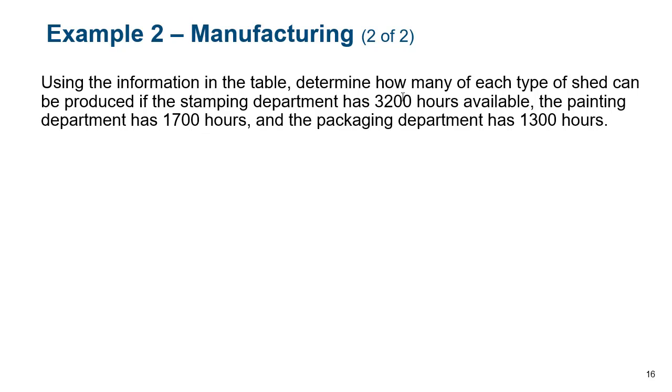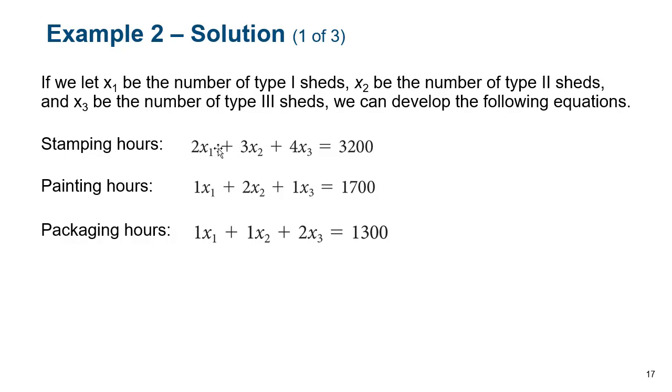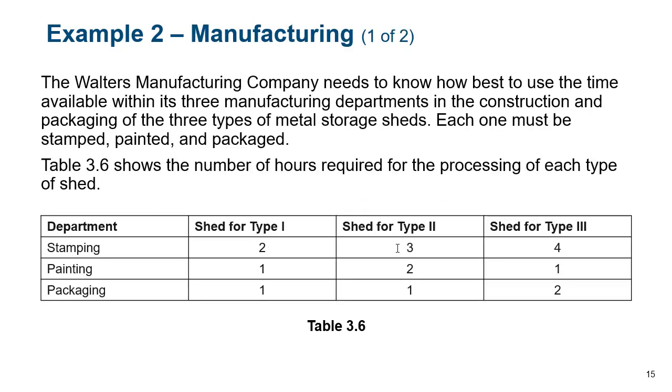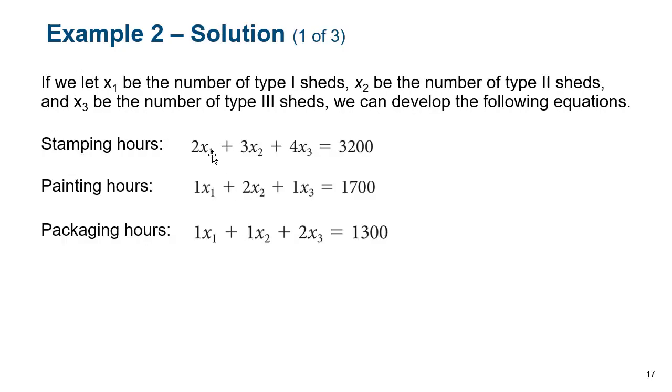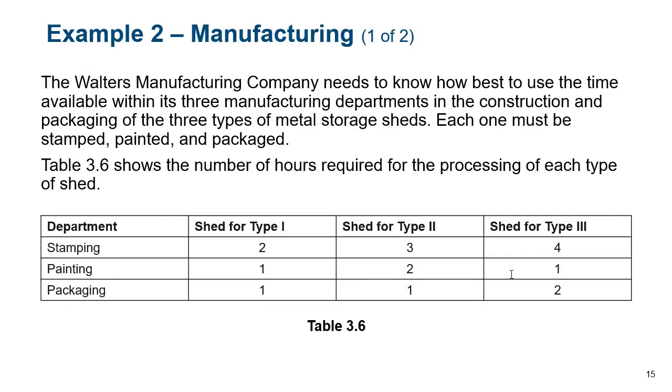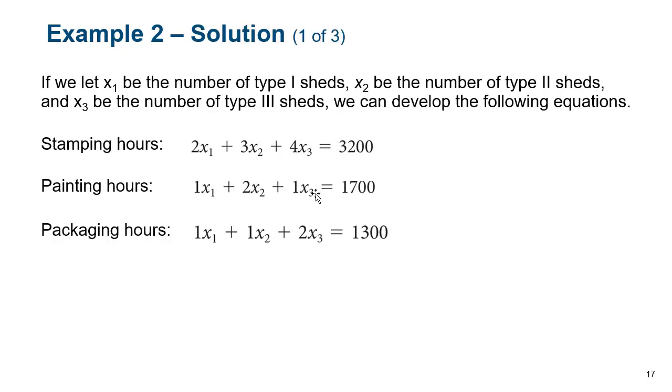The stamping department only has 32 hours to use because they only have so many workers that can work 8 hours a day. Same thing with the painting department and the packaging department. So that means that if we look at those stamping hours, right? Remember the stamping hours 2, 3, and 4. So there's the 2, 3, and 4, right? And then painting 1, 2, and 1, and then 1, 1, and 2. That's where all these are coming from.